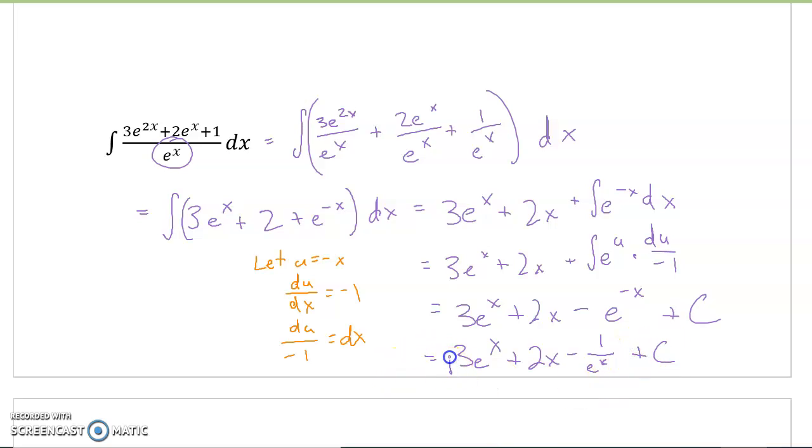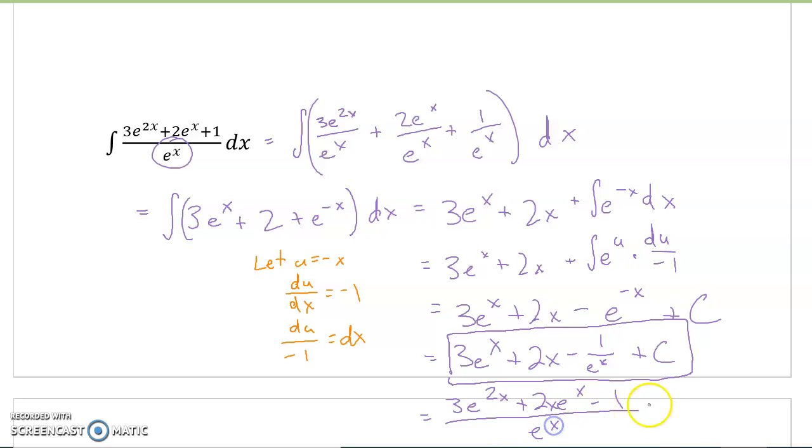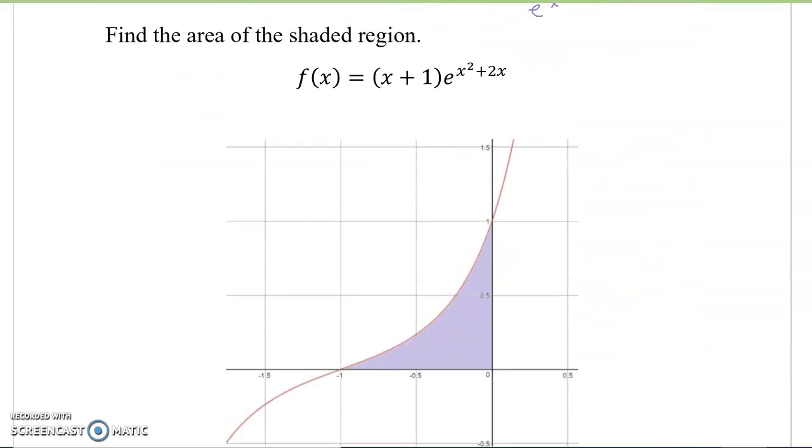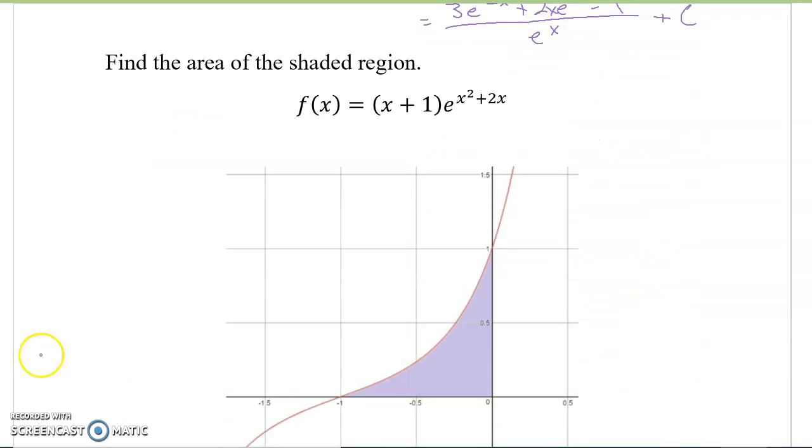And that would be a nice final answer. If you really felt like it, because the original one was one big fraction, you can get that common denominator, and you can say this is 3e to the 2x plus 2x e to the x minus 1 all over e to the x. And I suppose it's possible that in a multiple choice question this would be the form of the answer. I'm not 100% sure you'd ever see that, but it's something you can consider. We'll do this one on the next video. I don't want to rush it.